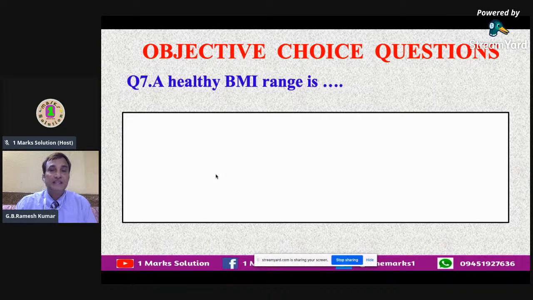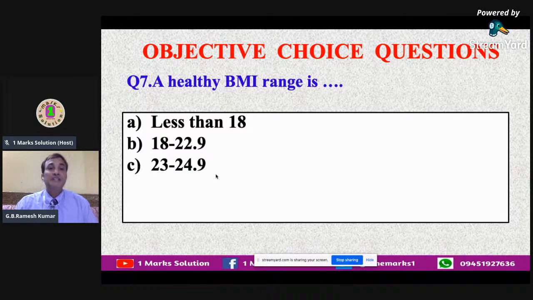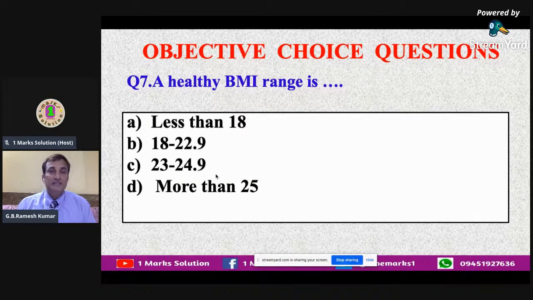A healthy BMI range: less than 18, 18 to 22.9, 23 to 24.9, and more than 25. Now, you all know that BMI, body mass index, is an index to find out whether somebody is suffering with obesity or not. Now we have 4 categories as per the BMI. Out of this, less than 18 is underweight.